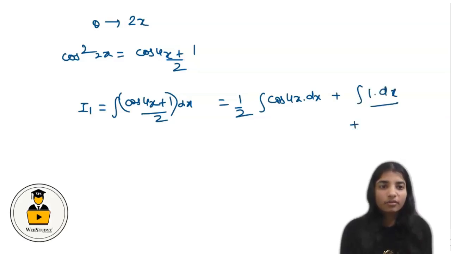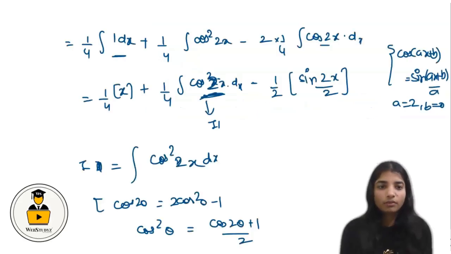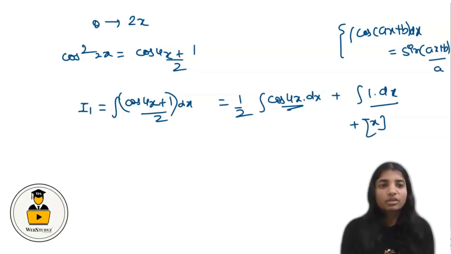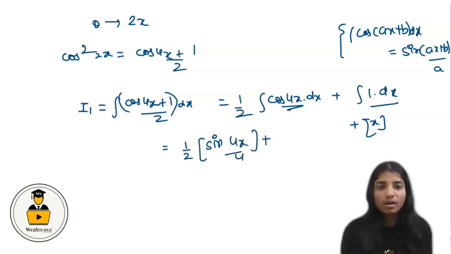We know that the integral of 1 with respect to dx is x. For the integral of cos of 4x, we use the formula: the integral of cos of ax plus b dx equals sine of ax plus b divided by a. Here the value of a is 4 and b is 0. So this equals 1 divided by 2, sine of 4x divided by 4, plus x.